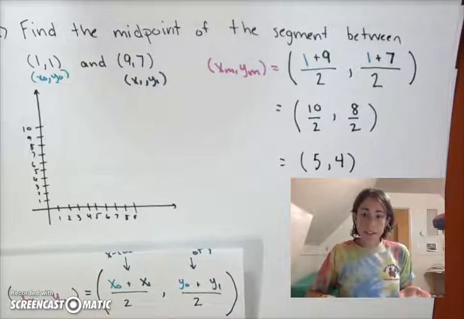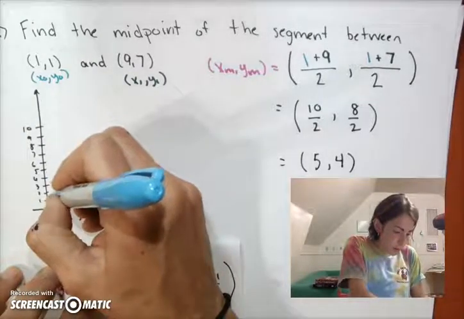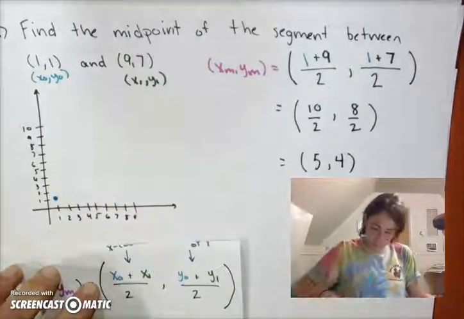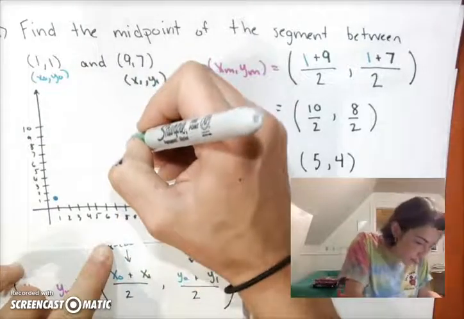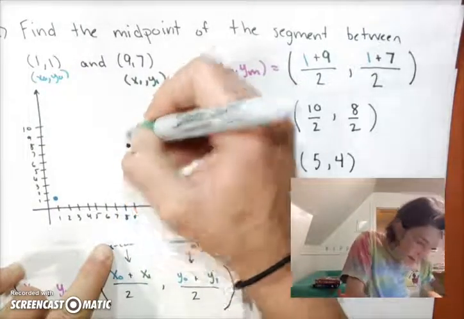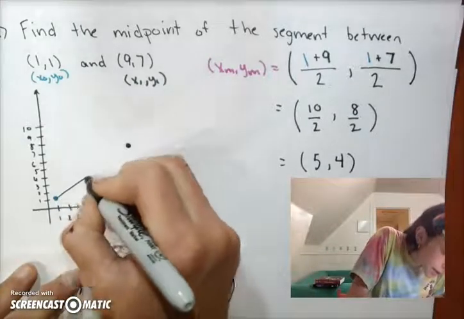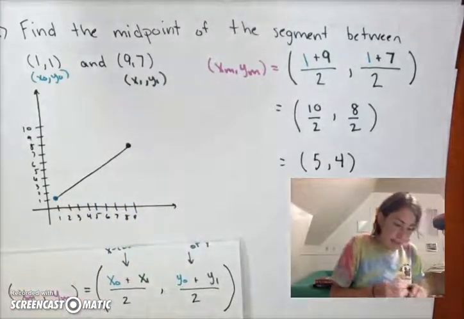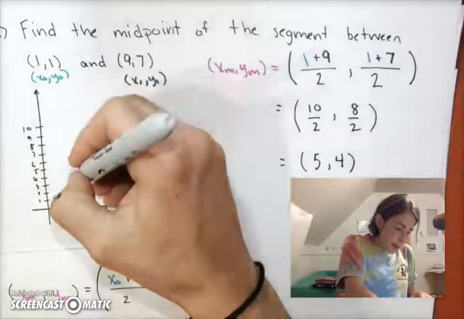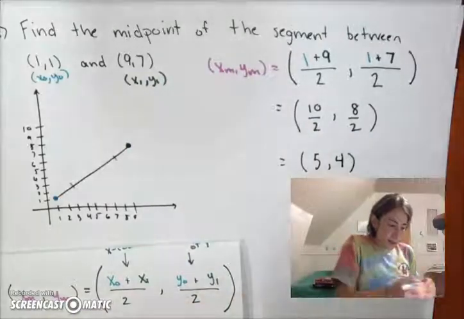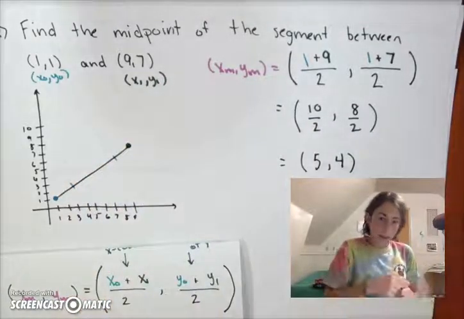So graphically, let's have a look at what we're doing. x0, y0 is 1, 1. So that's my first point. x1, y1 is 9, 7. So that's my second point. And I'm looking for the point that cuts this line segment in half. So we want it to be split into two equal parts. We'd expect that point to be right around here, and we calculated it exactly.